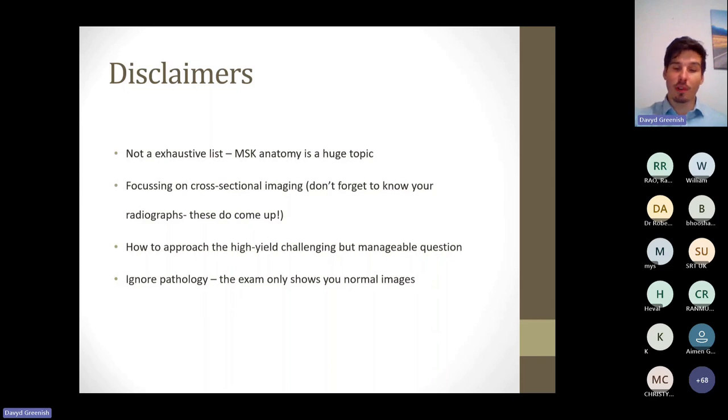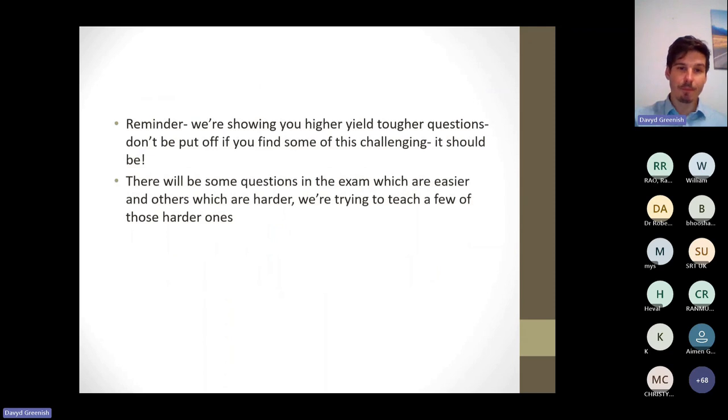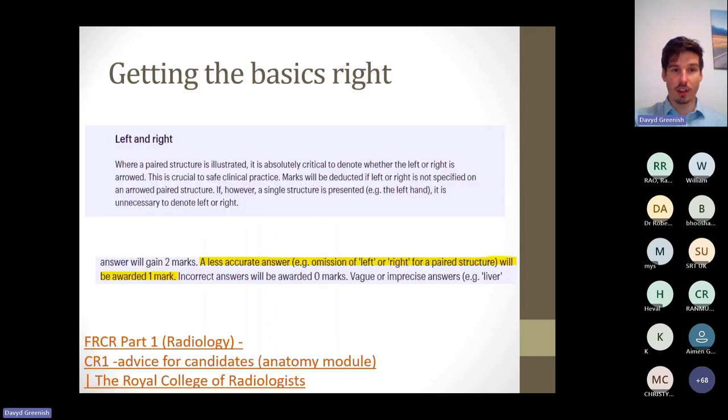If there is any pathology on any of the questions we've shown you tonight, please ignore that. The exam won't have any of that pathology. And don't be put off if you find some of these questions tough. They are tough, and hopefully that means you're going to learn a few things. We didn't think it was as beneficial to show you lots of images of hands and ask you to label a metacarpal. So we're aiming for those hard ones.